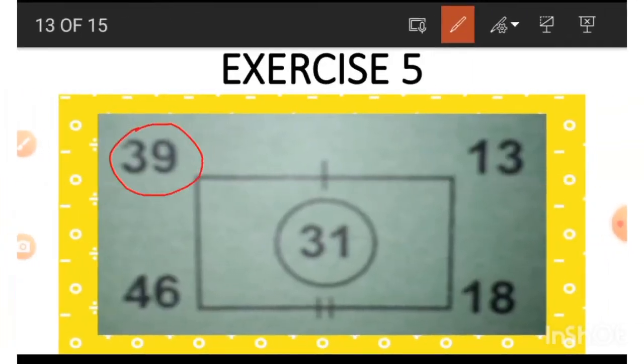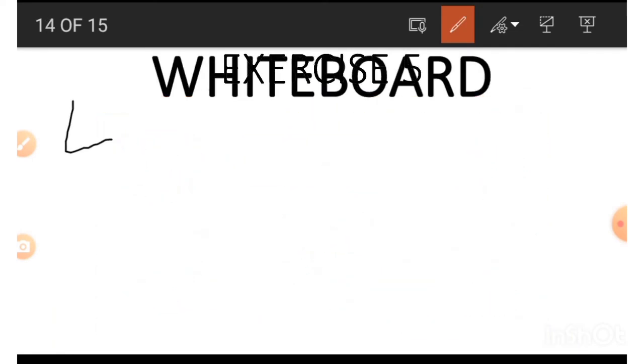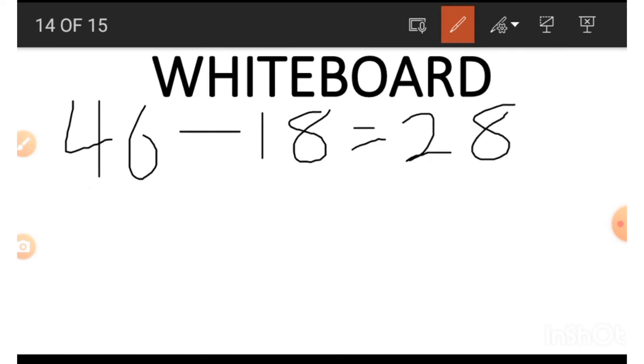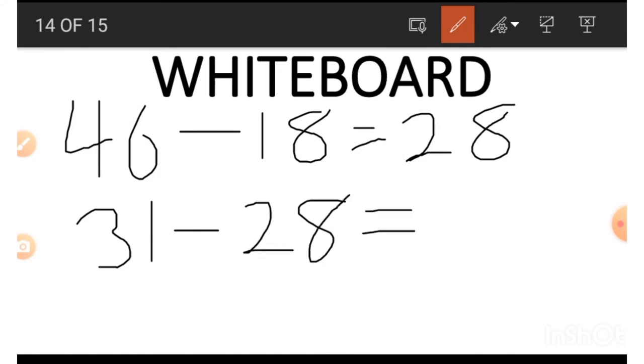Now if we wish to get 39, we must make use of the other 4 numbers: 31, 46, 18 and 13. So we start from the bottom this time. We have 46 minus 18. That will give us 28. Now we move to the middle. In the middle we have 31. 31 is the number we are going to subtract 28 from. So we have 31 minus 28. That gives us 3.